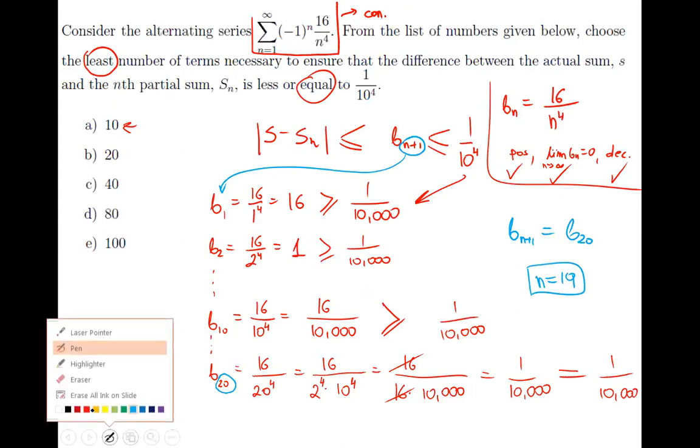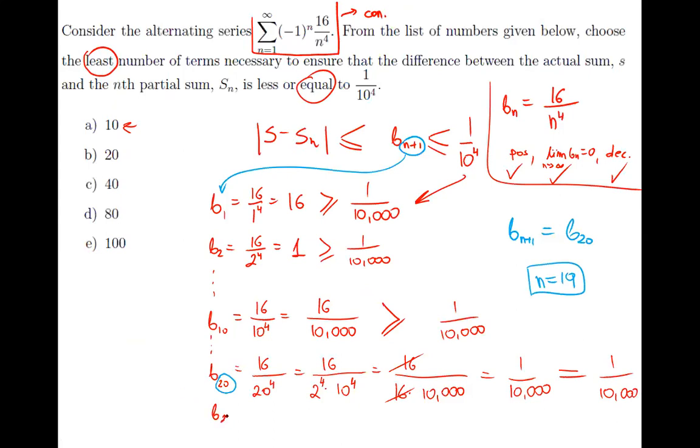And of course, if I keep working, like b sub 21, b sub 22, I will always get terms less than this one. That means any number greater than or equal to 19 is correct. Because of course, it makes sense. If I add even more terms, the error will be smaller and smaller and smaller.